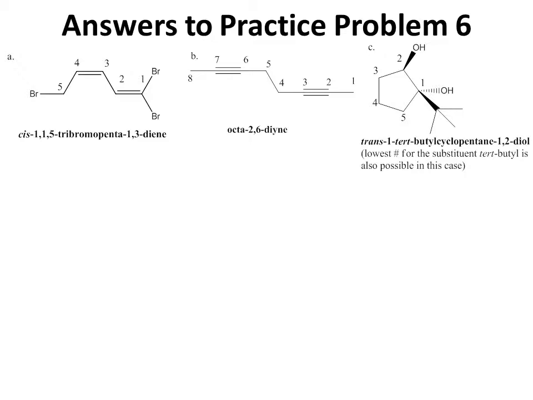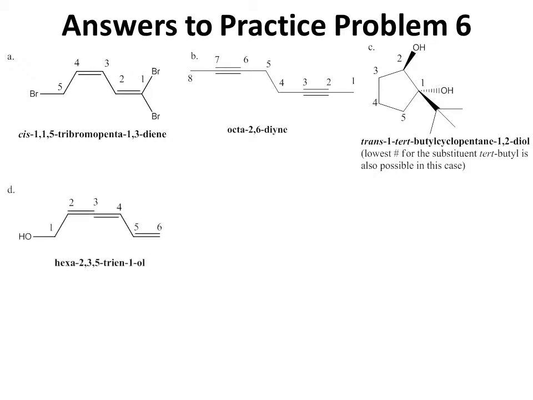There are 2 OH groups present at positions 1 and 2. There's also a tert-butyl group at position 1. The OH groups, the identical groups, are pointing in opposite directions. At position 1, it's pointing down. At position 2, it's pointing up. So that's trans. So the name for this would be trans-1-tert-butylcyclopentane-1,2-diol.